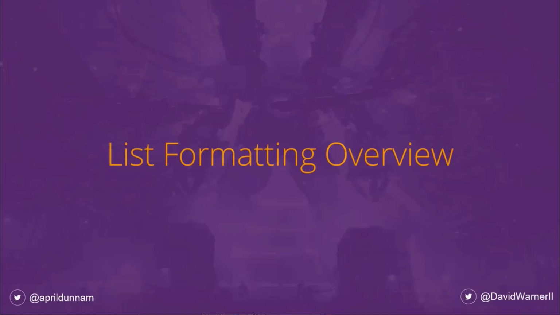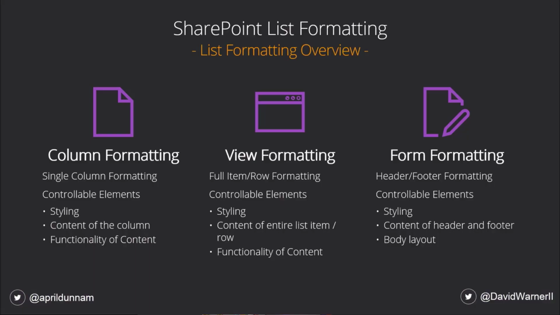So let's start with just a brief list formatting overview. We've got three varieties of list formatting. The first two are the most, I would say, tenured. Column formatting lets you control the individual column within your list. We all know what lists are. They're tried and true. We've been working with them for years. Column formatting is focused directly on an individual column of data, right? So you can style it.